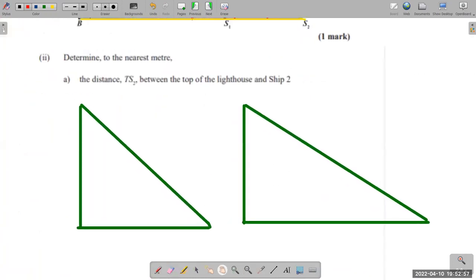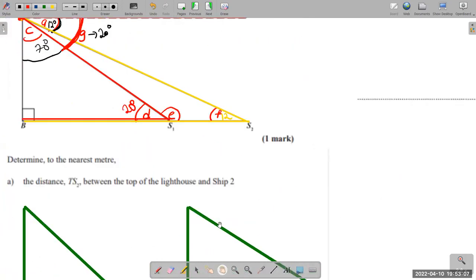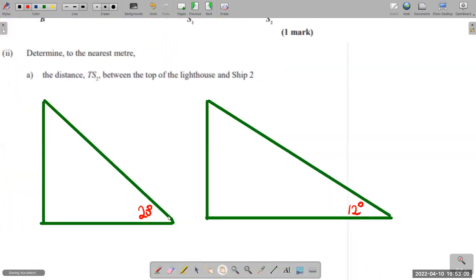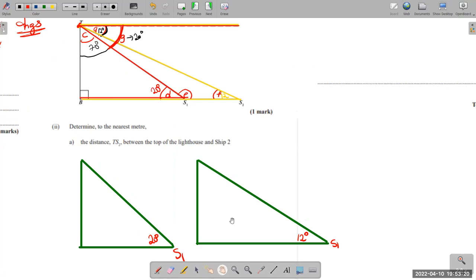So here we have, what angle should be in here? 20 degrees, right? What should be here? 12 degrees. Everybody see that? So we would call this S1, and we will call this S2. If you know you're getting confused, don't be afraid to go on the side and separate your two triangles, okay? Sometimes it helps a lot.